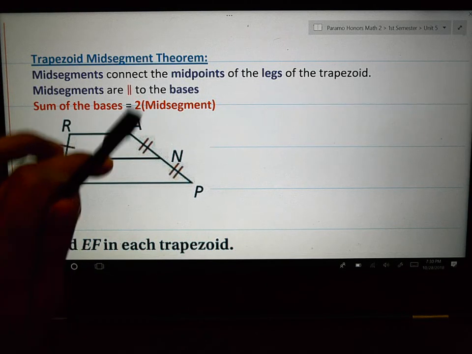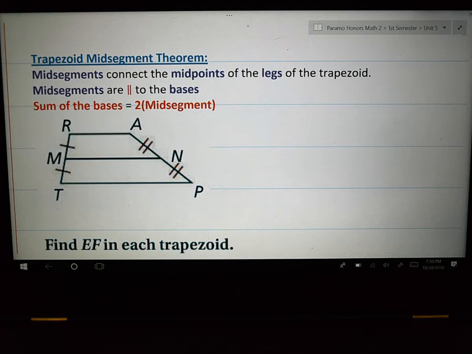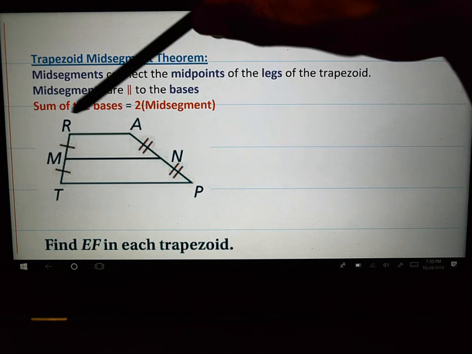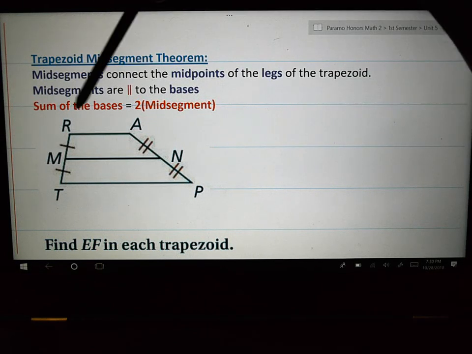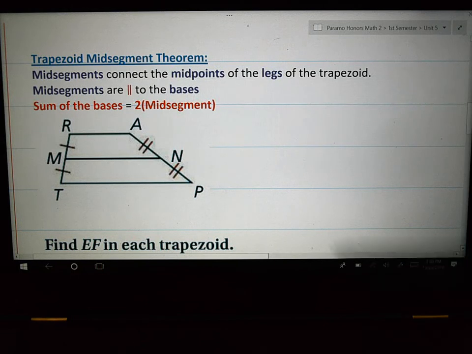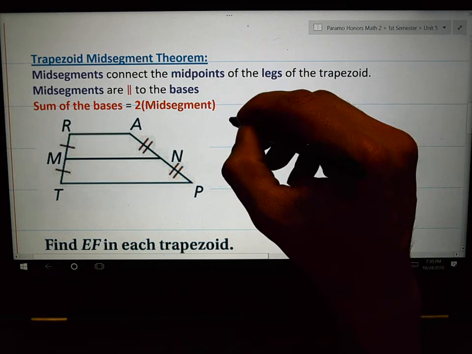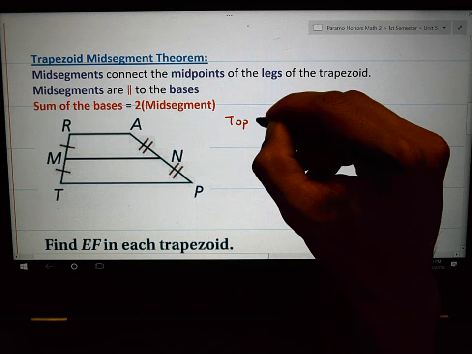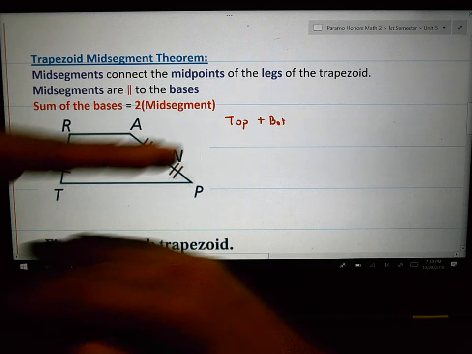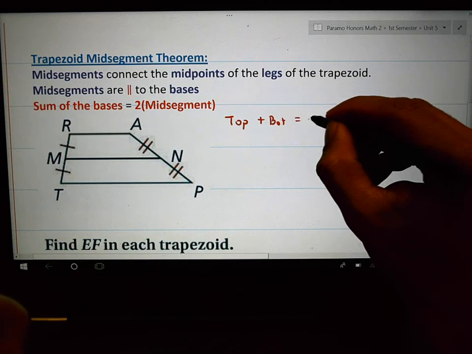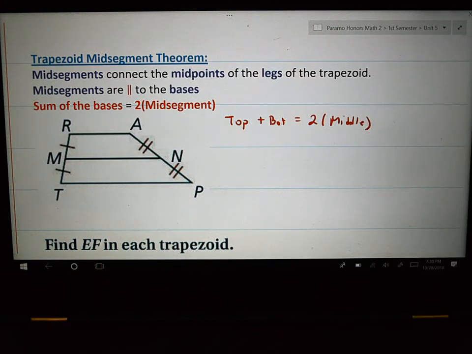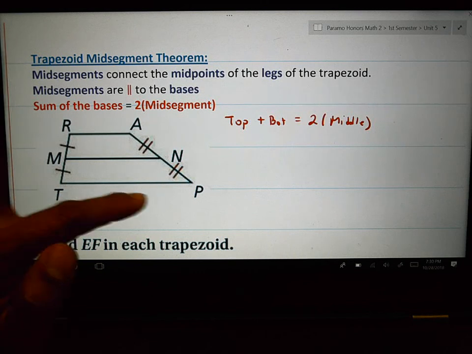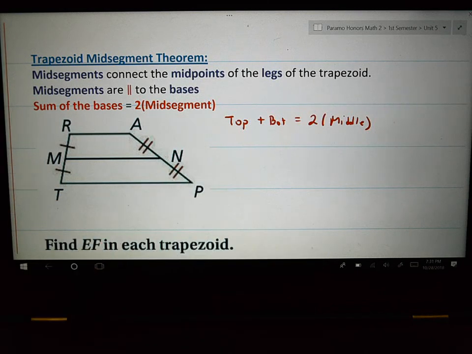This is the average of the top and the bottom. That kind of should make sense to you. But most of the math is going to deal with this little formula here. The sum of the bases equals 2 times the midsegment. In other words, the top plus the bottom will equal double the middle. I like to write that down as well because that will help. RA plus TP would equal 2 times that midsegment.